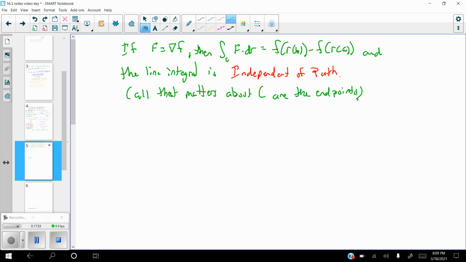Okay, kind of a cool concept. Doesn't really matter which path we take to get there. It's going to be the same result no matter what. Again, this is only if capital F, if your vector field, can be defined as the gradient of lowercase f. So there's a corollary to this, a really cool corollary, and hopefully this will make some sense.